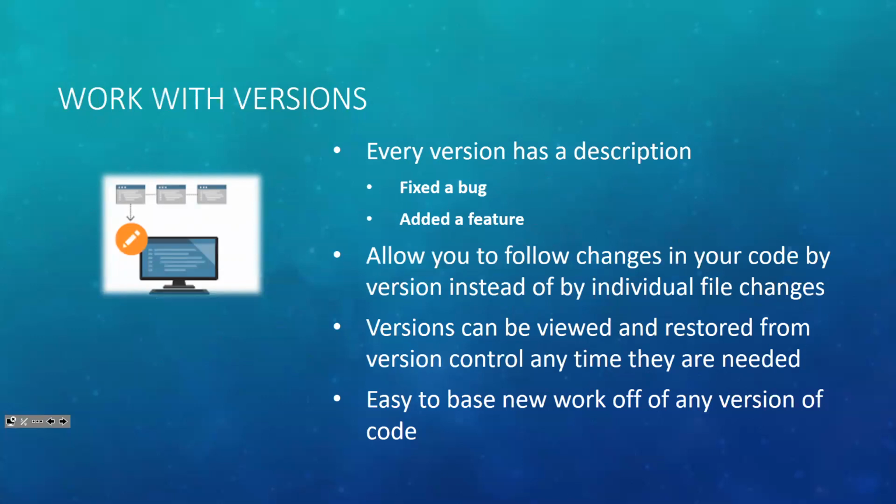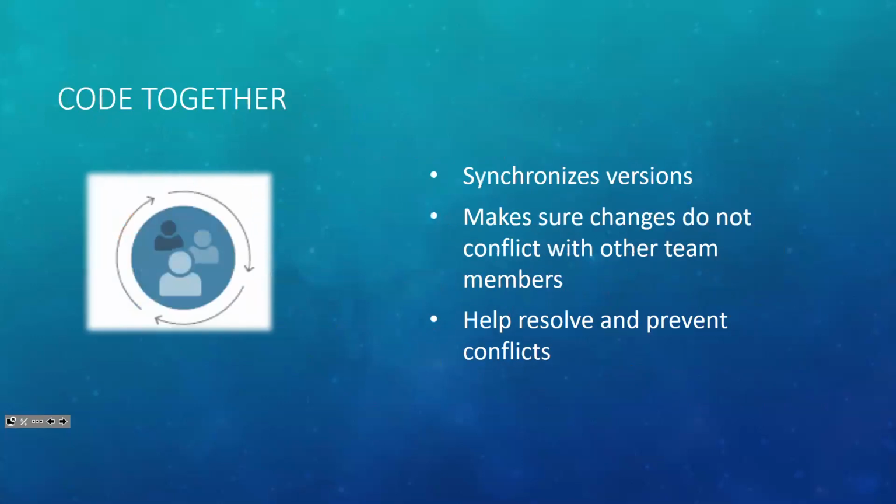Each version then allows you to follow changes in the code. Instead of me having to open 15 different projects to look at all the different files, I can look at the version control system and see all of the files that were changed. I could restore to a specific version, and I could even use an older version to base some new code on. So if I wanted to, I could start from that earlier system.